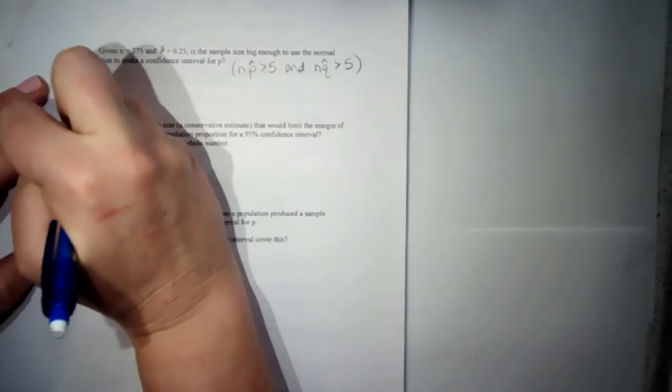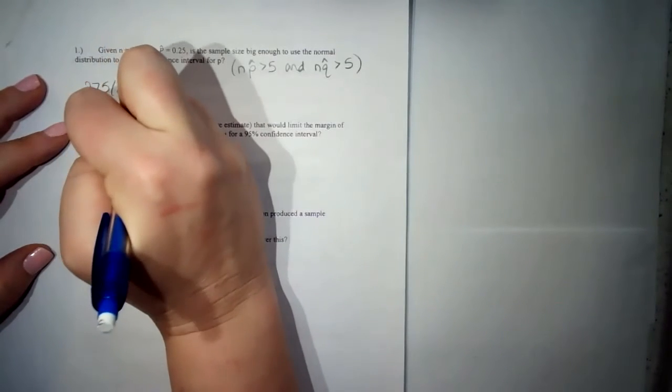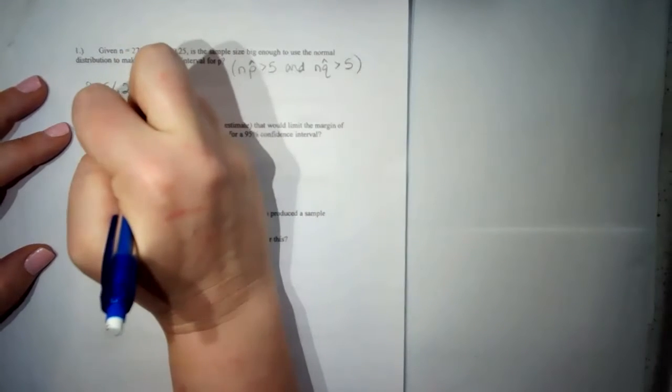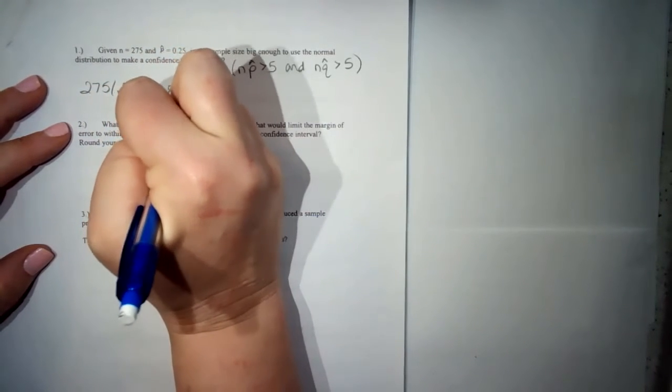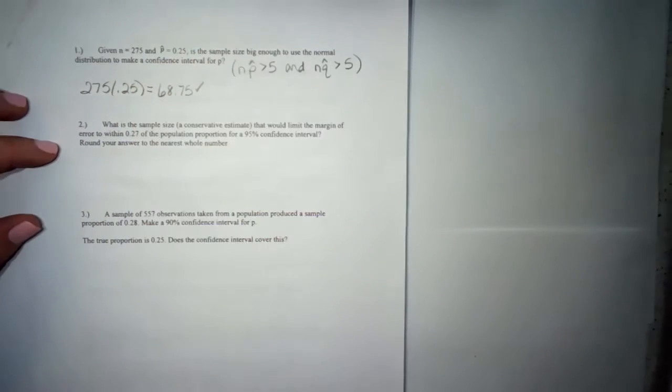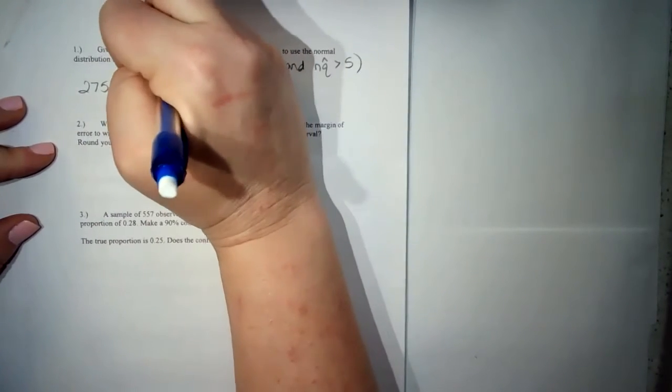So I'm going to take 275 times p hat, which is 0.25. That's going to give me 68.75. So yes, definitely big enough. Okay, what's my q hat going to be?